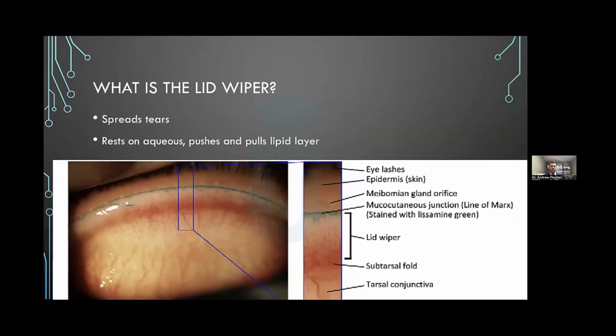A very common thing that I'll often find here is the lid wiper epitheliopathy. So the lid wiper is again, right near that transition zone, but it's the part of the eyelid that actually rests on the eye and spreads the tears across the eye, pushes and pulls the lipid layer. And so without proper lubrication, I make the analogy to my patients when I'm doing my education is that when I see this staining, it's similar to having a windshield wiper with no rain.